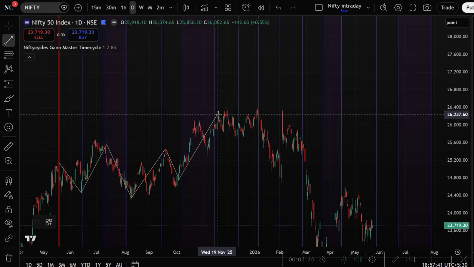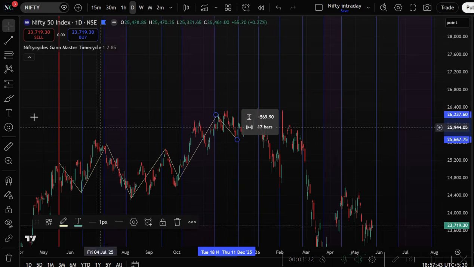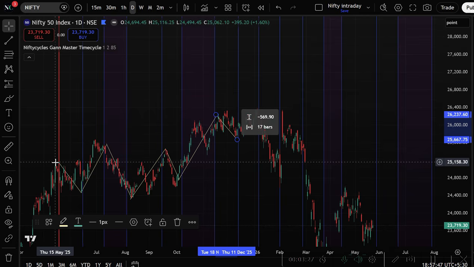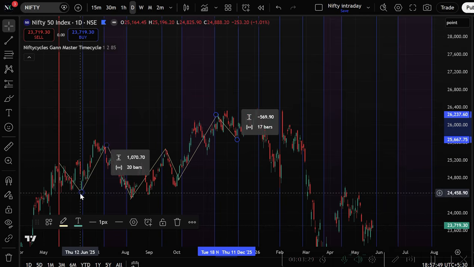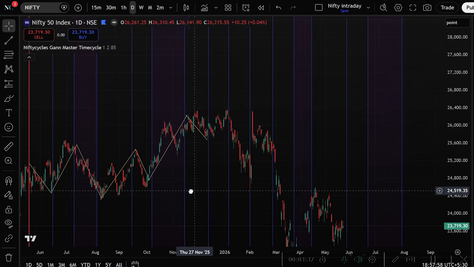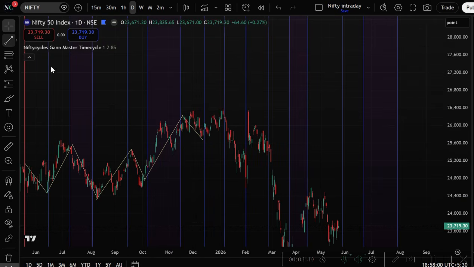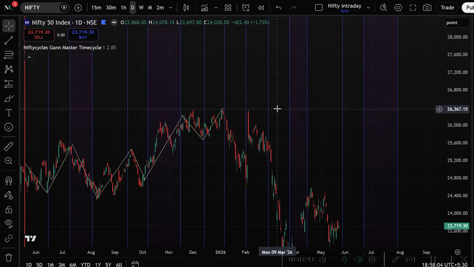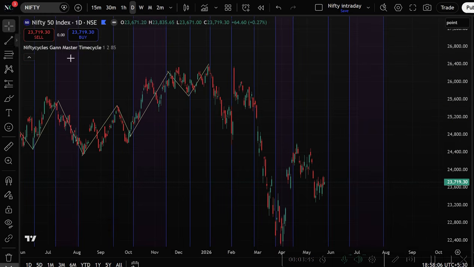Okay, high. So if you see the cycle, it started from 25,158 to 24,558. So almost 600 points. Every time you are not going to get 400, 500 points more, but most of the times you are going to get a very good move. Okay.